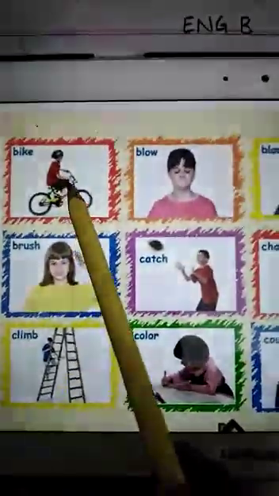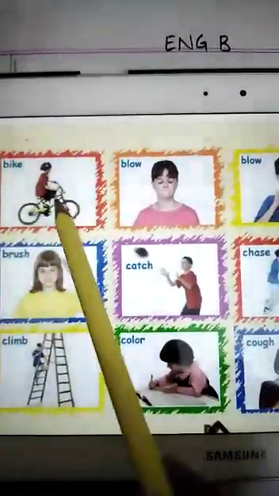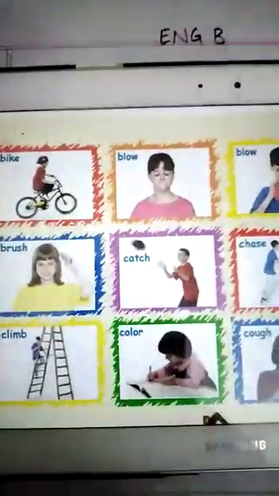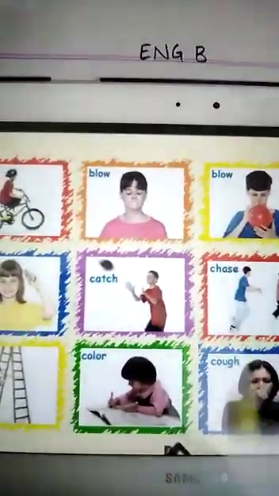For example, look at here. A boy is sitting on a bike and he is riding. What is he doing? He is riding. वो साइकिल चला रहा है, तो चलाना और riding is called verb. Next is blow.